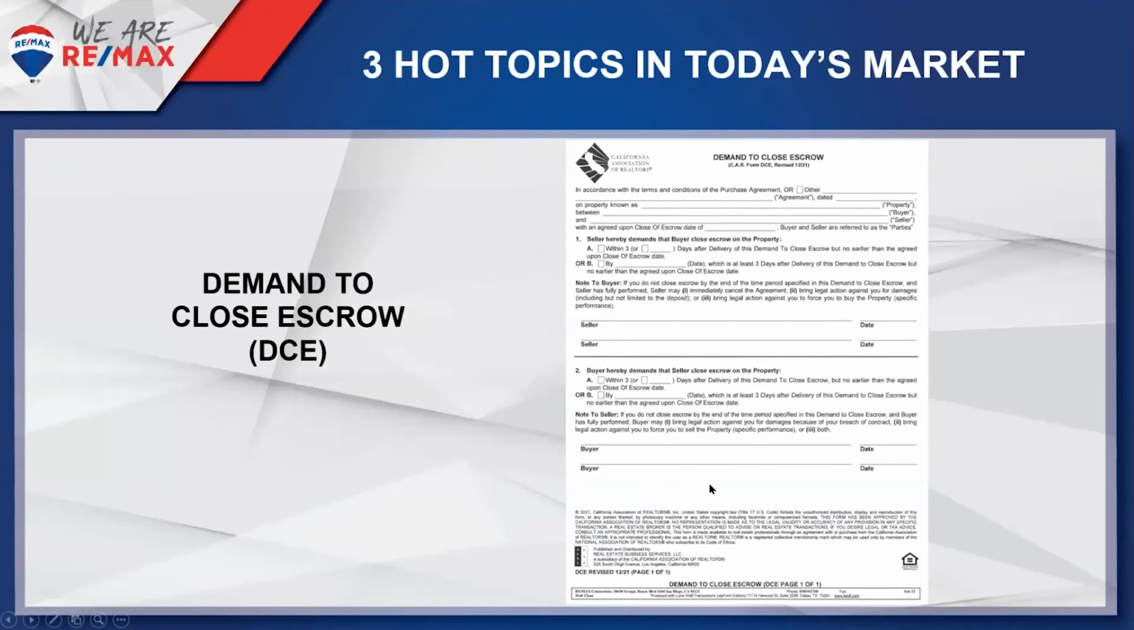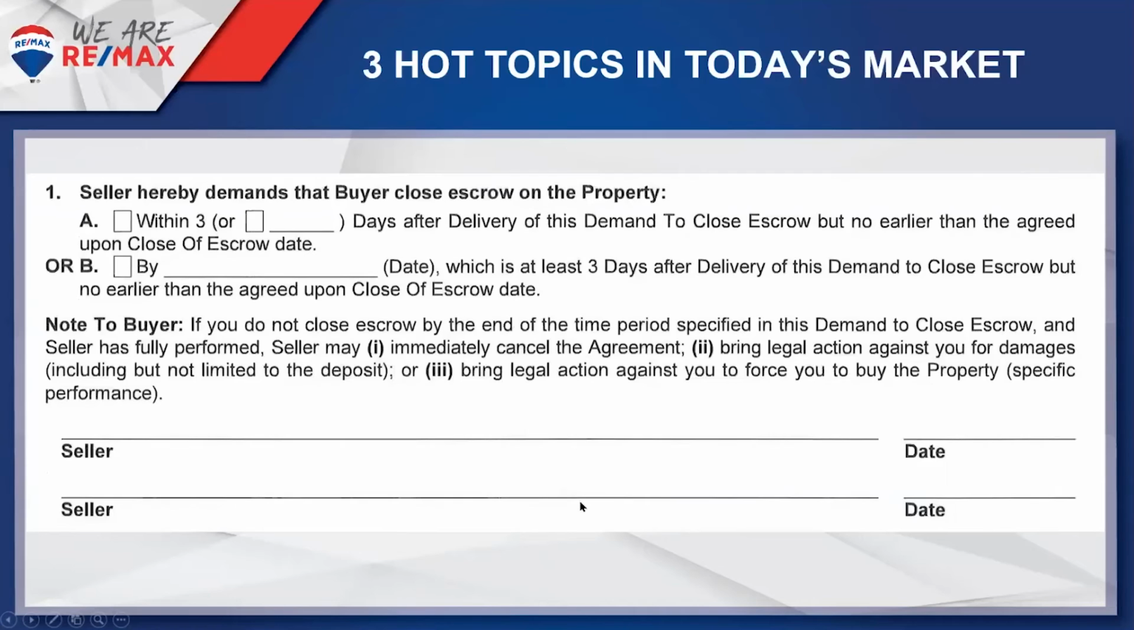Okay, demand to close escrow. That's also fairly straightforward. Either the seller demands that the buyer close escrow. Now, 3 days is the minimum time for a demand to close escrow because civil appellate courts have ruled that the law says you must give a reasonable notice to a buyer before canceling. And reasonable notice has been deemed to be a minimum of 3 days. And so that's why it says 3 days.